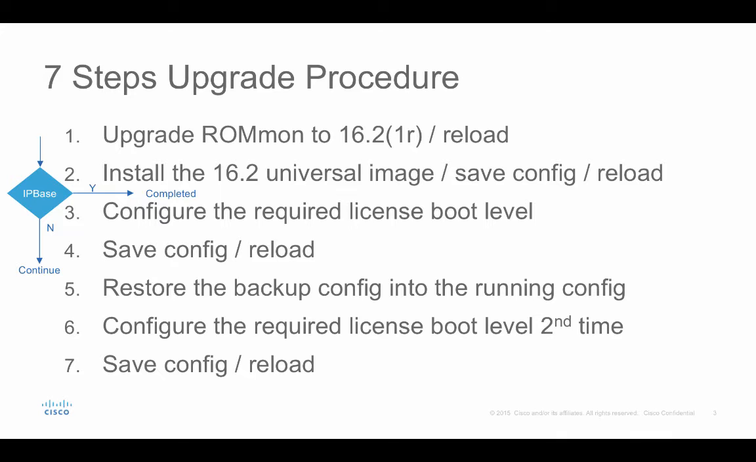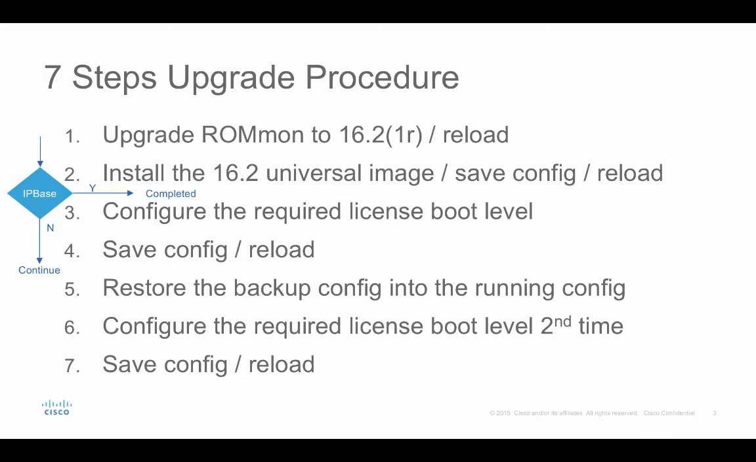If not, which means your system was running the RP2 Advanced IP Services or RP2 Advanced Enterprise image, then you need to continue with step number 3 through step number 7. Step number 3 is to configure the required license boot level to either Advanced IP or Advanced Enterprise. Step number 4 is to save the configuration followed by a chassis reload.